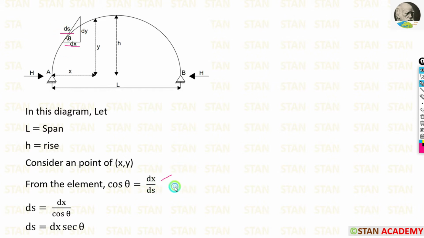Then we can take the ds on the left side, it will come above, and take the cos theta on the right side, it will go down. Also we know that 1 by cos theta is equal to secant theta. Finally we are getting ds is equal to dx secant theta.